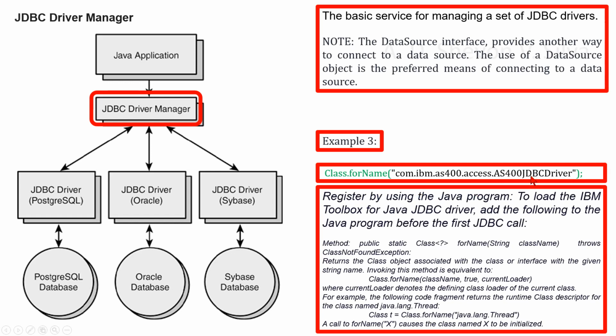Invoking this method is equivalent to Class.forName(className, true, currentLoader), where currentLoader denotes the defining class loader of the current class. For example, the following code segment returns the runtime class descriptor for the class named java.lang.Thread. A call to forName("X") causes the class named X to be initialized.